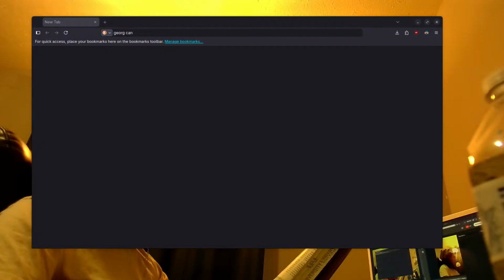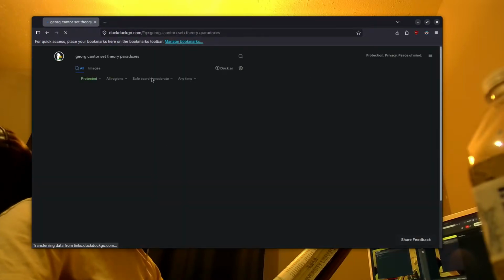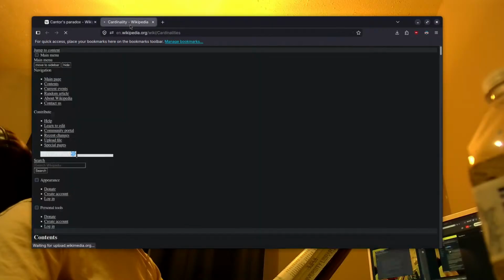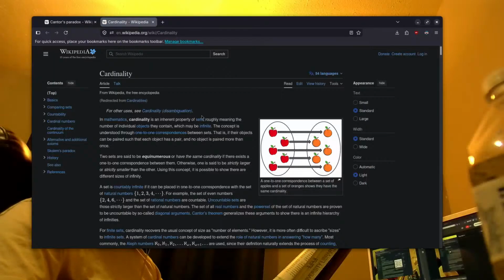I want to show George Cantor set theory paradoxes. What are they? Cantor's paradox? Okay, Cantor's paradox states that there is no set of all cardinalities. Oh, I don't know what that is, cardinality. In mathematics, cardinality is an inherent property of sets, roughly meaning the number of individual objects they contain. Okay, so the amount.